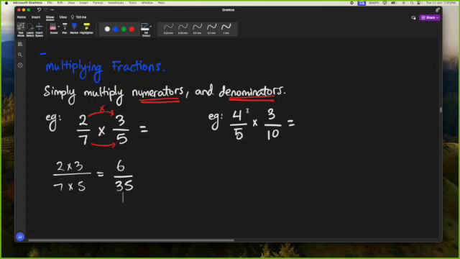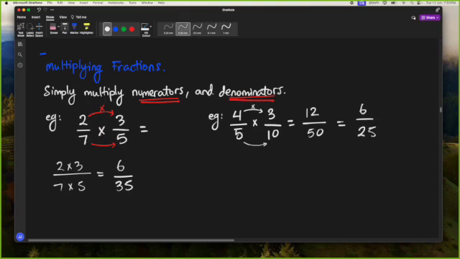Same thing here. You just multiply the numerators. 4 3s. 4 times 3 is 12. And you multiply your denominators. 5 times 10 is 50. And I know 12 over 50 can be reduced, but I'm not going to reduce it. 12 over 50 is 6 over 25.